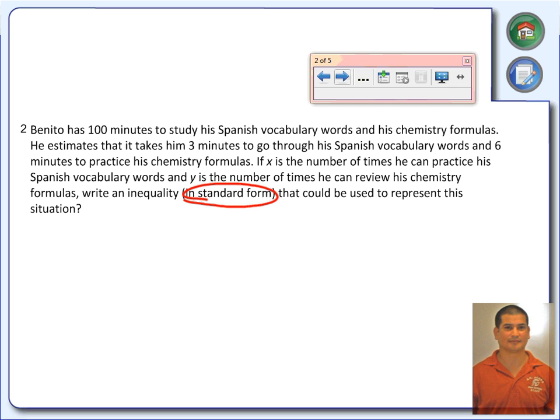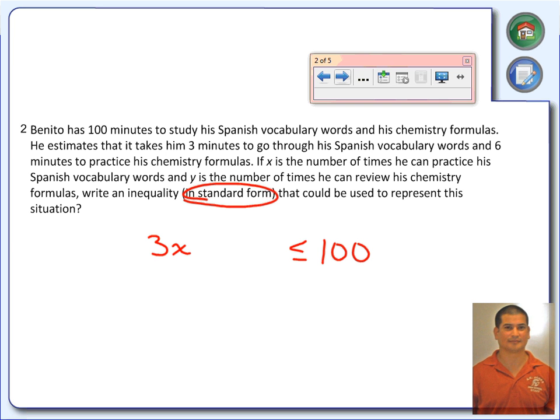All right, so here we go. First of all, we know he only has 100 minutes to study. We cannot go over that. So let's start there. We have 100 minutes to study all these Spanish words and our chemistry formulas. We cannot go over that. So it's got to be less than or equal to 100. The total time has to be less than or equal to 100. Let's start with Spanish. We know for his Spanish vocabulary words, it takes him 3 minutes. So we're going to take 3 minutes and multiply it by how many times he does it. 3x.